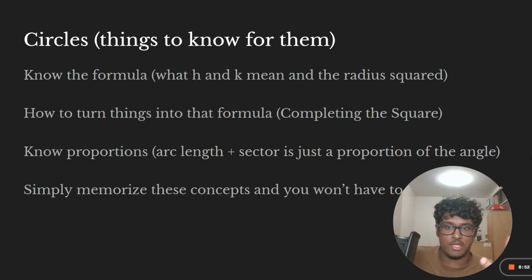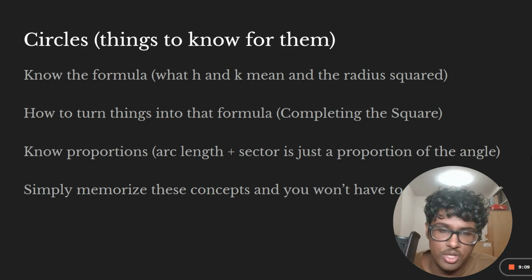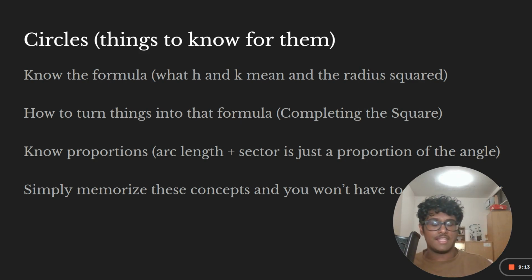So knowing the formula, right? It's the x minus h, and then that's squared, plus the y minus k, squared, whichever variables you use for those, and then it equals radius squared. That's the formula. And how do you turn things into that formula? You're going to get times where it's just going to give you something like x squared plus 8x plus y squared plus 5y equals 20, let's say. That's just a completely random example. Don't try solving that. It's probably not a real circle.